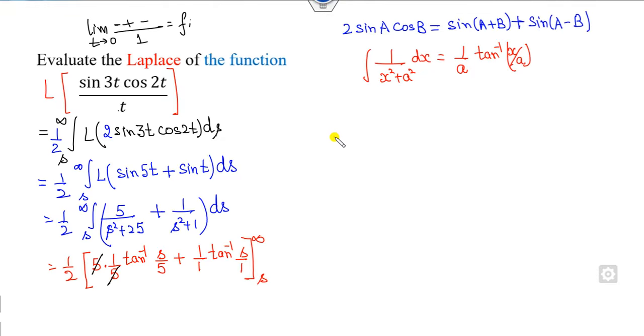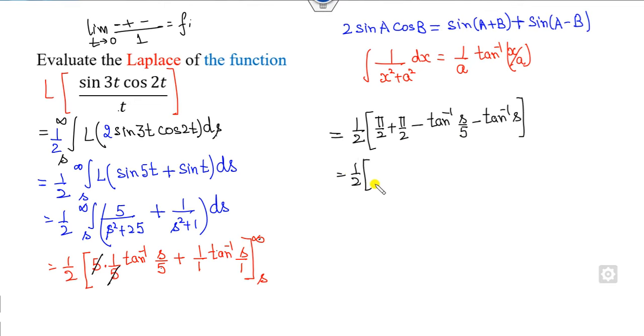So that number will be cancelled out. Now 1 over 2 is outside. Now if you substitute infinity, tan inverse infinity is pi by 2, plus tan inverse infinity is pi by 2, minus tan inverse s over 5, minus tan inverse s. So now you can see half of pi by 2 plus pi by 2 is pi, minus tan inverse s over 5 minus tan inverse s, which is the right answer of this problem.